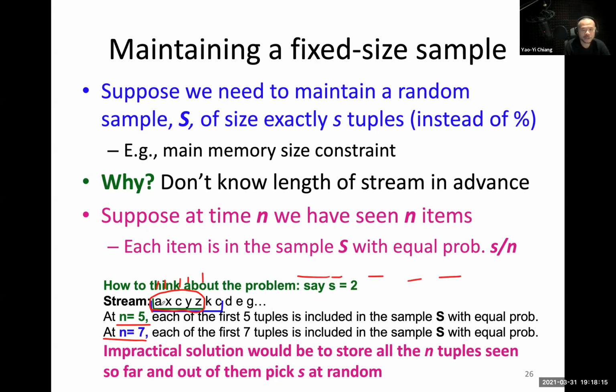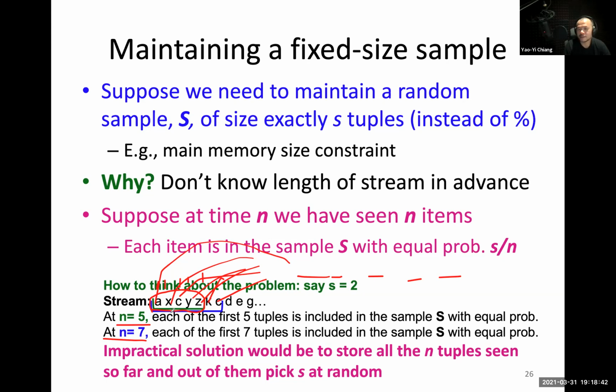And you want to select 5 of them, 5 out of 7, into the sample, and you want the probability to be equal. For example, A should have the same probability as X, as C, as Y, as Z, as K, right? A naive solution that does not work is you're going to store A, X, C, Y, Z, K in your memory, and you randomly pick 5.